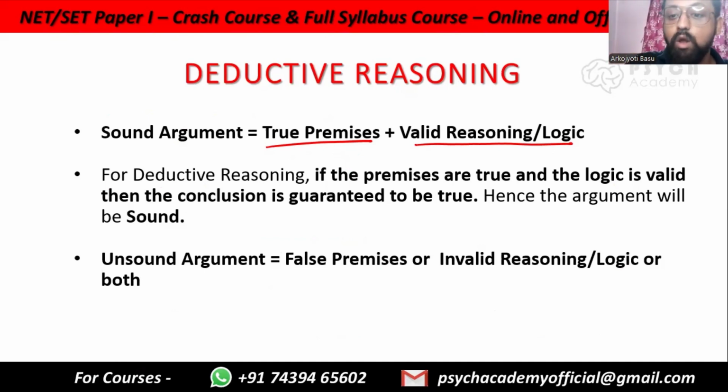You need both. For deductive reasoning, and again, this definition is very important: if premises are true and logic is valid, the conclusion is guaranteed to be true. Premises are true, the conclusion follows from the premises, it has to be true. Hence, the argument will be sound. An unsound argument means it either has a false premise, basically anything that does not follow this criteria. It either has a false premise or invalid reasoning or logic, or both.